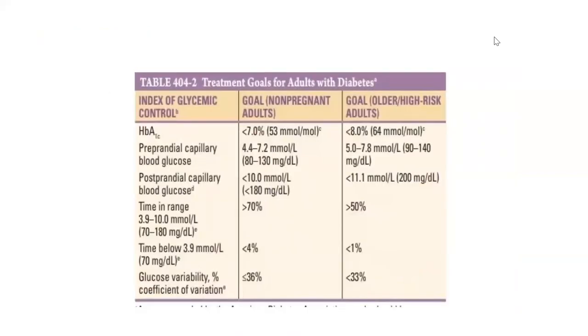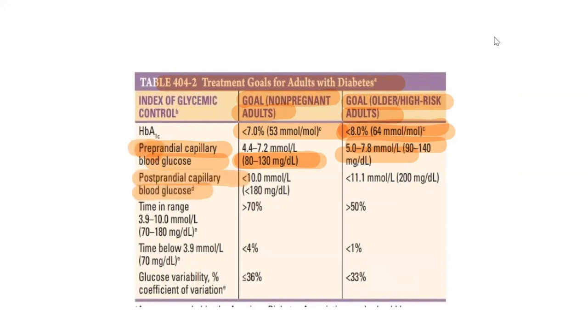Now, what should be our treatment goals for adults with diabetes? So this is the goal for non-pregnant adults, and then we have the goal for older or high-risk adults. HbA1c in non-pregnant adults and low-risk adults should be less than 7%, while in high-risk adults or older people, the goal is less than 8%. Then preprandial capillary blood glucose, our target in non-pregnant adults is 80 to 130, while in older or high-risk adults it is 90 to 140.